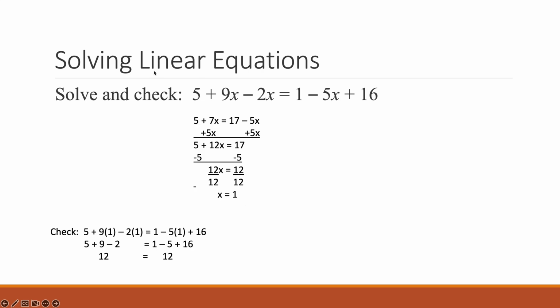Any equation, for example, this first line here where I wrote 5 plus 7x equals 17 minus 5x, after the first step is what we call a derived equation. And the derived equation could check and yet be wrong. And the reason for that is because you may have made a mistake between the question and the first step. So we want to make sure that we always check in the original question. And there's the work to show you that it checks.